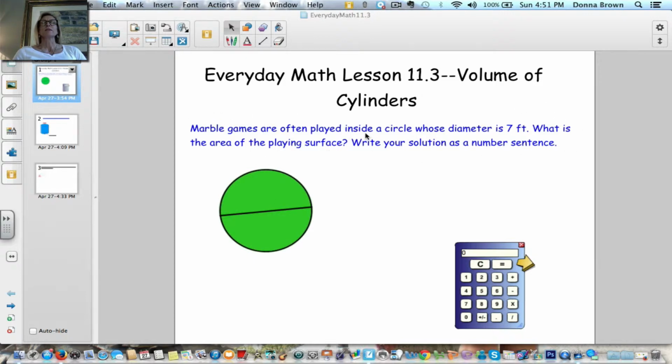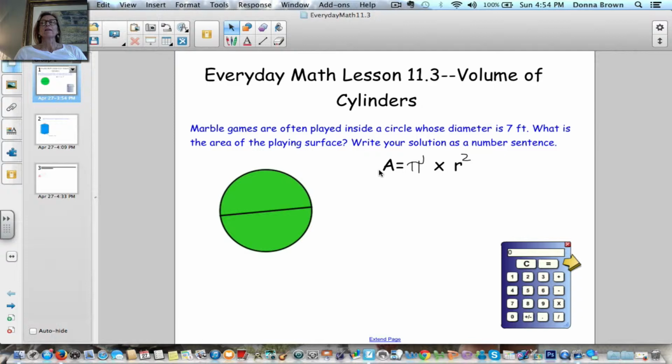Marble games are often played inside a circle whose diameter is 7 feet. What is the area of the playing surface? Write your solution as a number sentence. So I want you to just pause the video and pretend that this circle here has a diameter of 7 feet and calculate what your playing area would be, and then come back to the video. Alright, so assuming that you have come back to the video, let's go ahead and solve this.